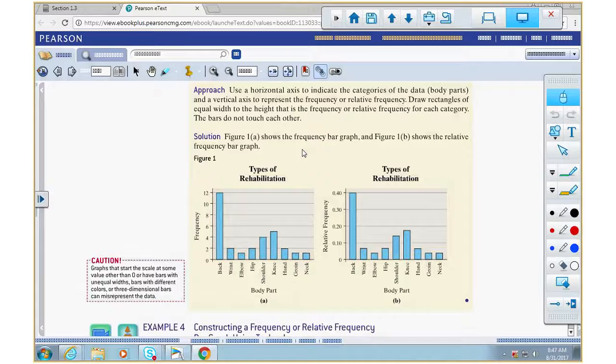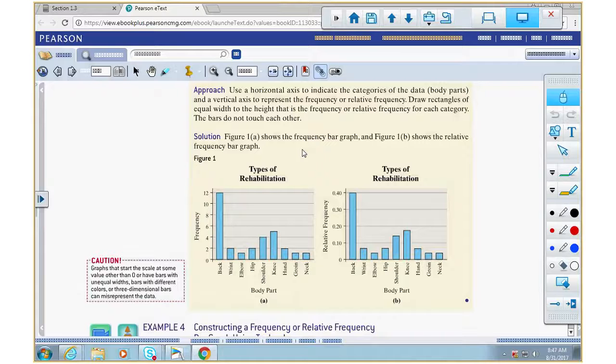30. Okay. 12 plus 2 is what? 14. 14 plus 1 is 15. 15 plus 2 is 17. 17 plus 4 is 21. 21 plus 5 is 26. 26 plus 2 is 28. 29 and 30. So n is equal to 30.